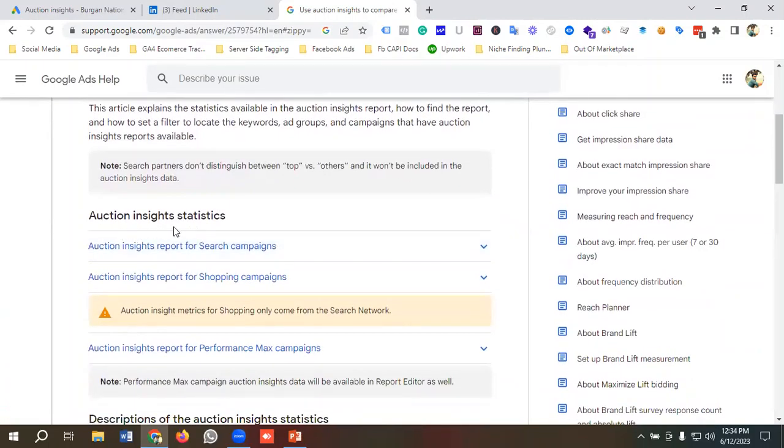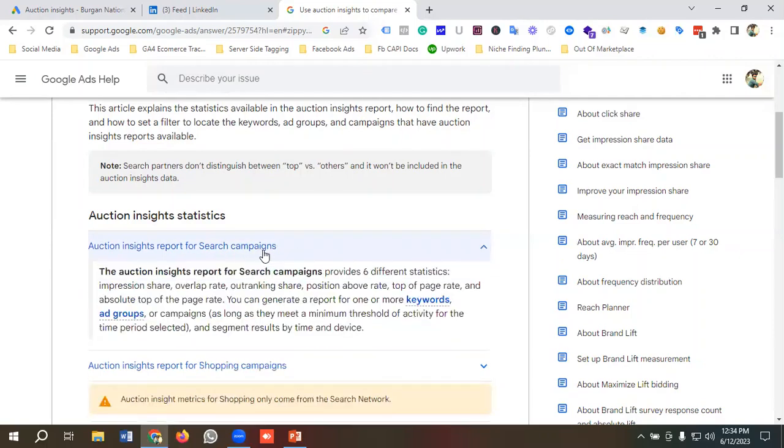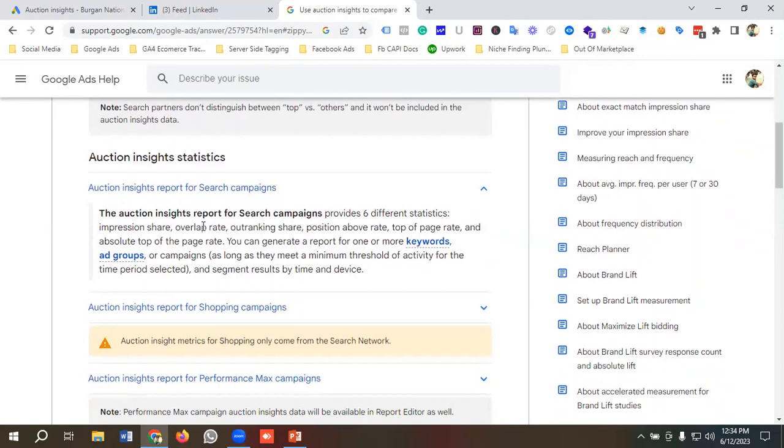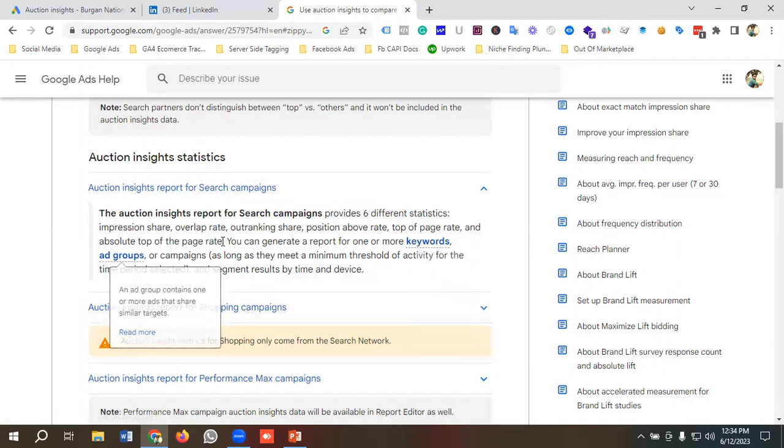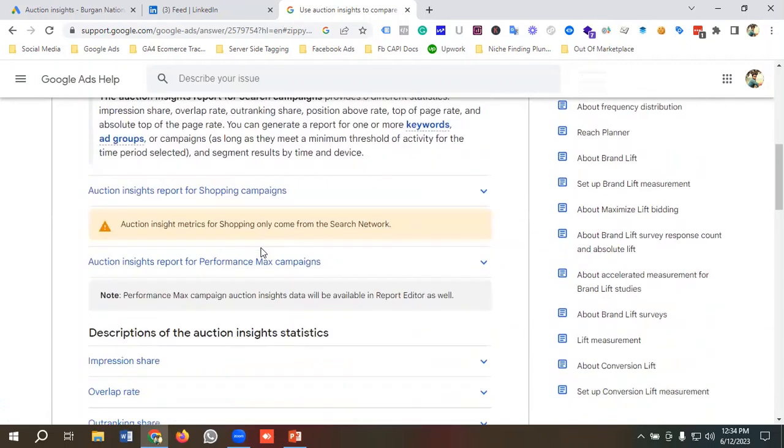So we can see the statistics of Auction Insight report. We have them for search campaign and shopping campaign. For the time being, I'm gonna be showing you for search campaign, so I'll click on search campaign. The Auction Insight report for search campaigns provides 6 different statistics: impression share, overlap rate, outranking share, position above rate, top of the page rate, and absolute top of the page rate. Okay, so let's get to know more about them.